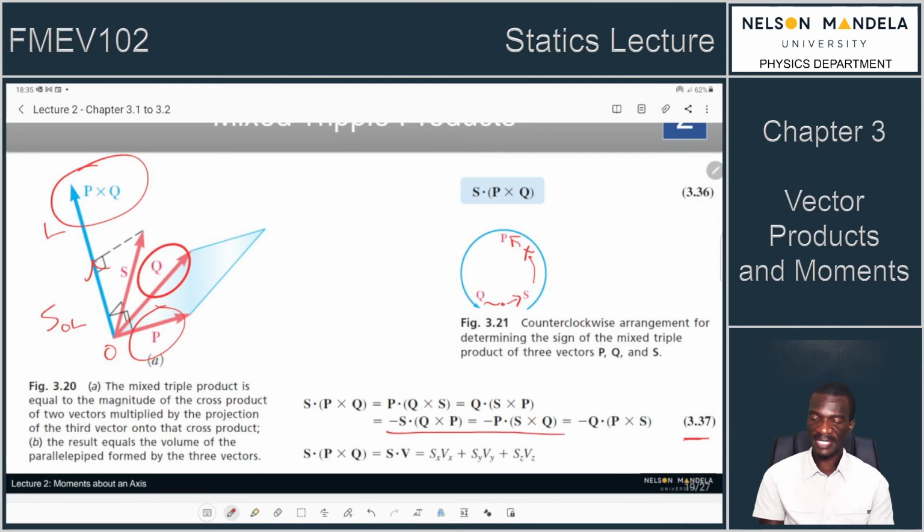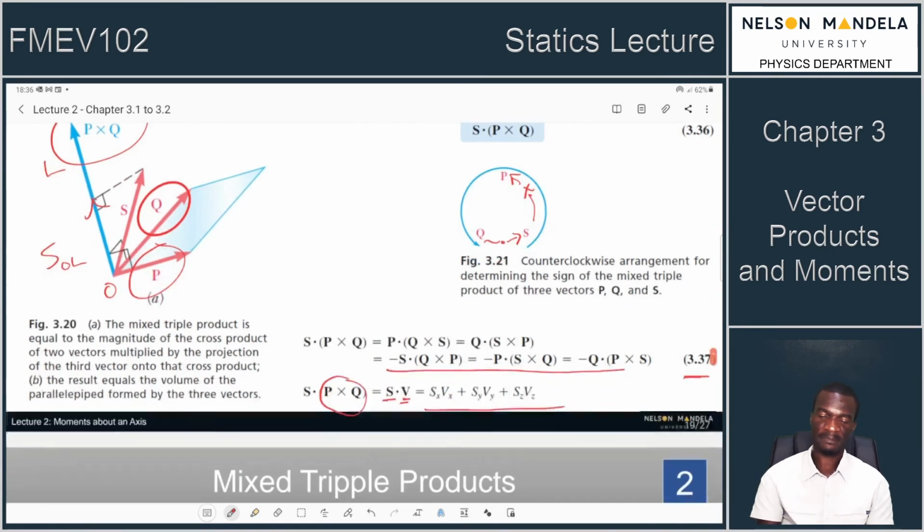So these are just denoting the negative sense. In other words, now the mixed triple product is simply a vector product between the third vector and the cross product V, which is equal to P cross Q. So we've just replaced this P cross Q by this V. And we know that the cross product is simply what? The sum of the product of the individual x-axis component products, y-axis component products, z-axis component products.